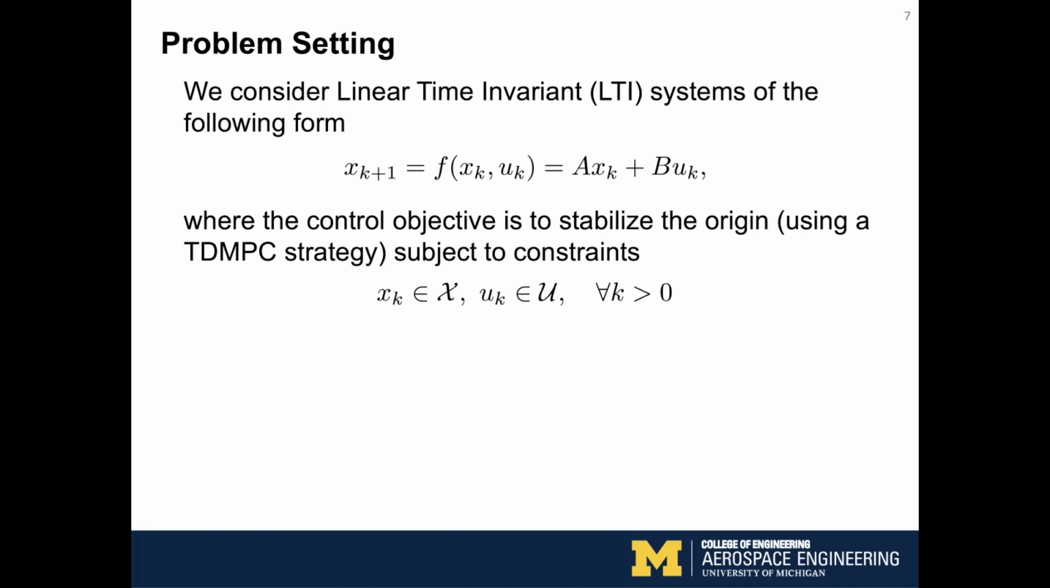The setting we consider in this work is linear time invariant systems of the form given here. The reason that we limit ourselves to linear time invariant systems in this study is that we're able to compute many quantities of the closed-loop system in closed form when we assume our system is linear. The end result is that we're able to provide computable certifications on the stability of the closed-loop system. The control objective here is to stabilize the system to the origin, subject to some pointwise state and control constraints for all time. Of course, we aim to use a time-distributed MPC strategy to do this.